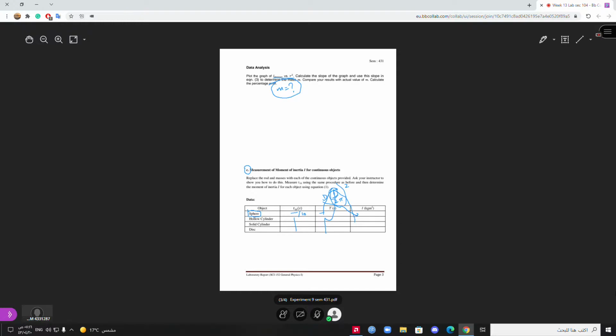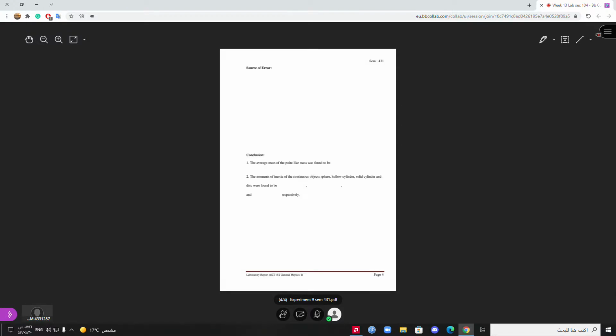If you substitute the particular value of T, you will get the moment of inertia of the particular configuration. Right? And there is no graph for this, only a graph for the second schedule of this experiment. And then after this, we are going to write the sources of error and conclusions.